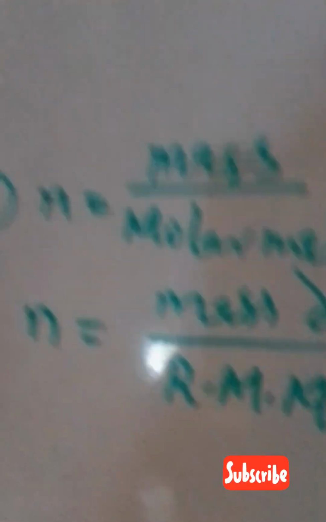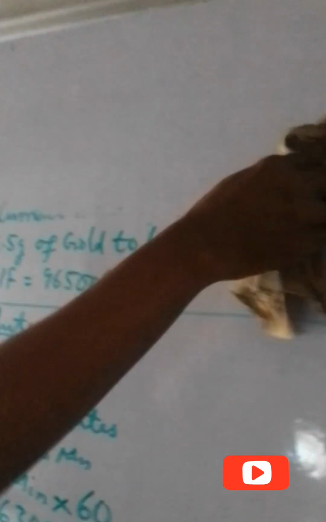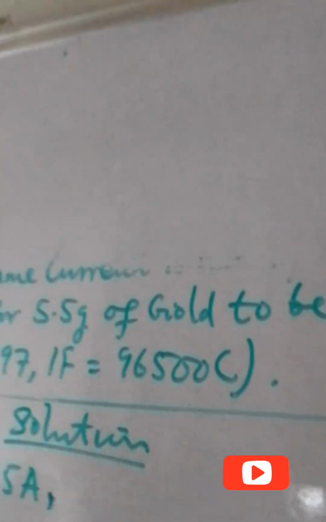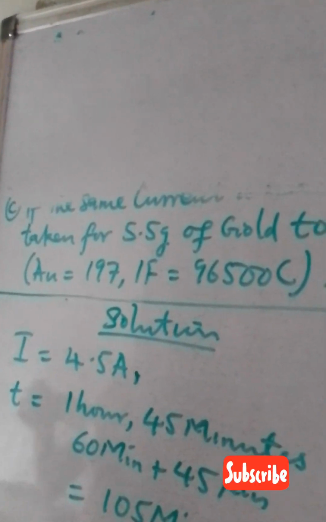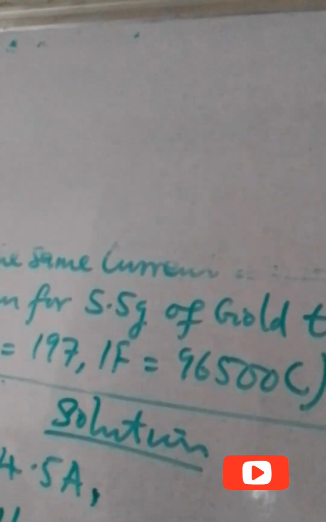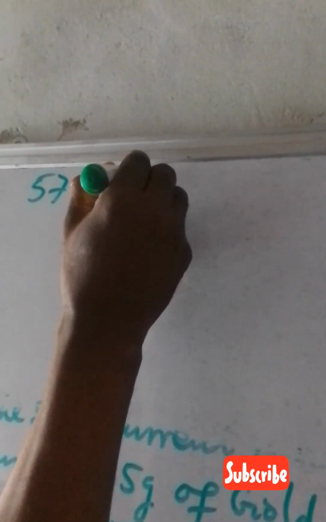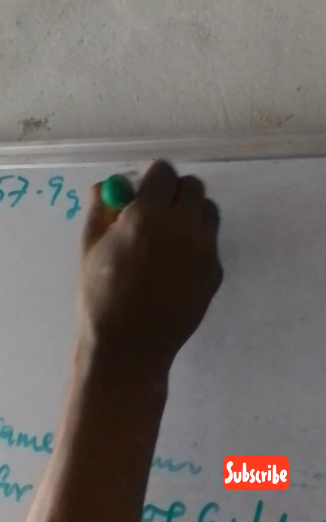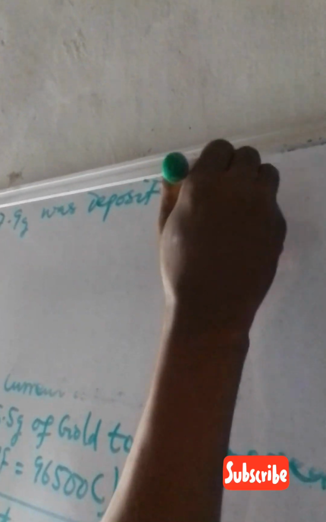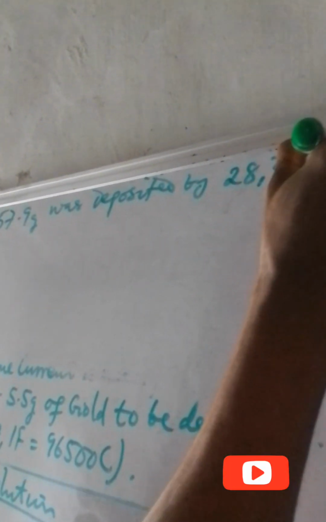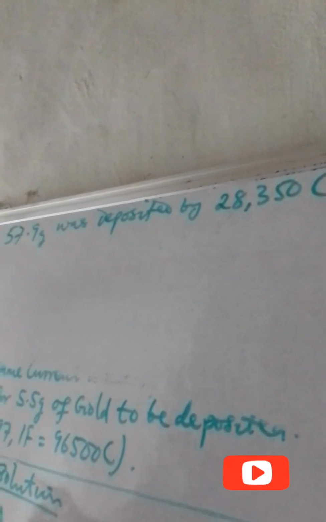Now the C question says if the same current is used, we should calculate the time taken for 5.5 grams of gold to be deposited. So how do we do that? We recall that 57.9 grams was deposited by the quantity of charge, and that quantity of charge is 28,350 coulombs of electricity.